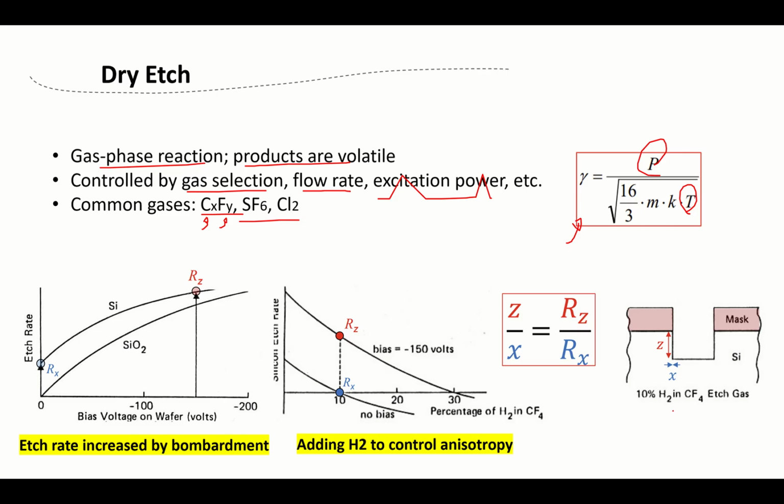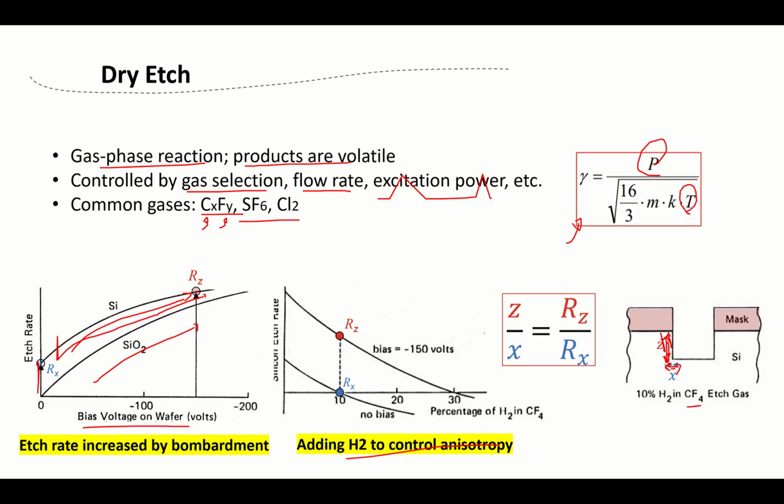So in here we can see we use CF4 to do the etch, and Z is the vertical direction and X is the lateral direction. The etch rate will increase by ion bombardment. So in here is the initial etch rate, and we start to bias the voltage. We can increase the etch rate for the silicon and borosilicon oxide. So the increased part will be the vertical part.